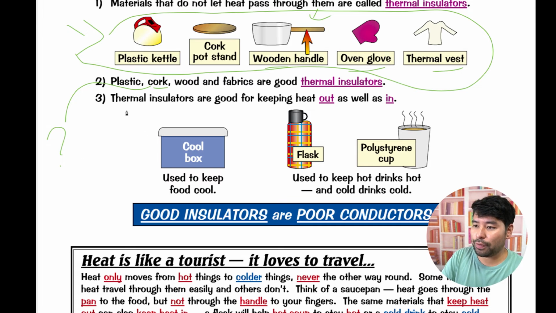Number 3, thermal insulators are good for keeping heat out as well as in. It's basically what I said before, right? For example, a cool box, use it to keep food cool. It keeps the temperature. A flask or a polystyrene cup. That's a good one. Let's listen to the native pronunciation.